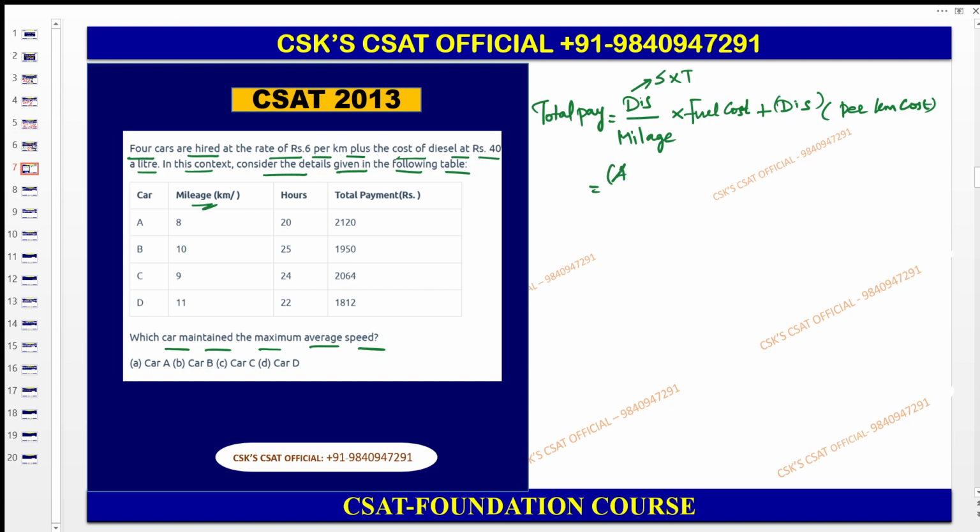That only, let us take for car A, let us take it as a. For car B, you can take it as b. Car C, c, D means d. So like this you can take. So then the time here is nothing but 20. The mileage here is nothing but 8. The fuel cost here is nothing but 40, plus the distance a.